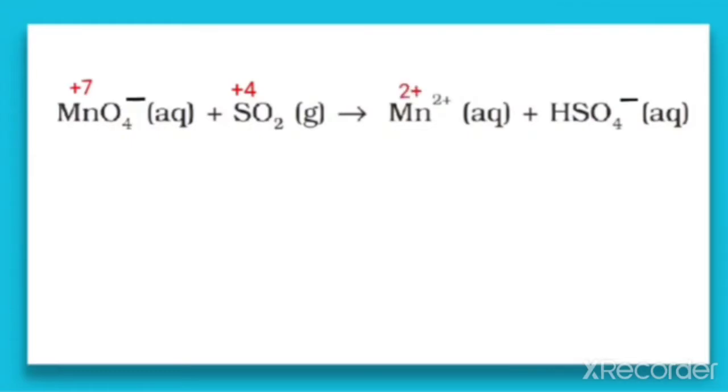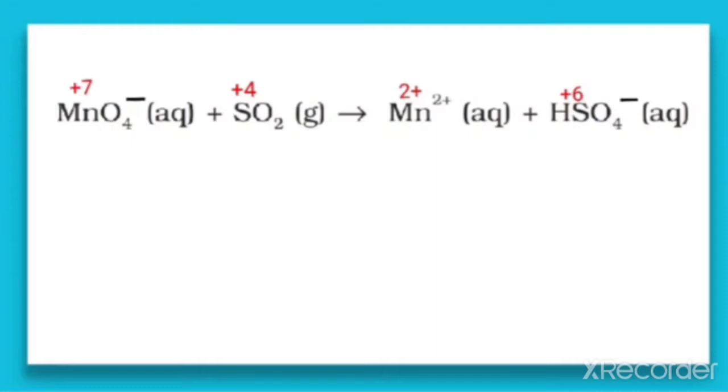So better I am writing once again here, so don't get confused. +2 is the oxidation state, that is nothing but equal to its charge. Next, the oxidation state of sulfur in HSO4 negative, when you find it out by using the X method, you will get +6. So that is the second step, that is, write down the oxidation number for each.